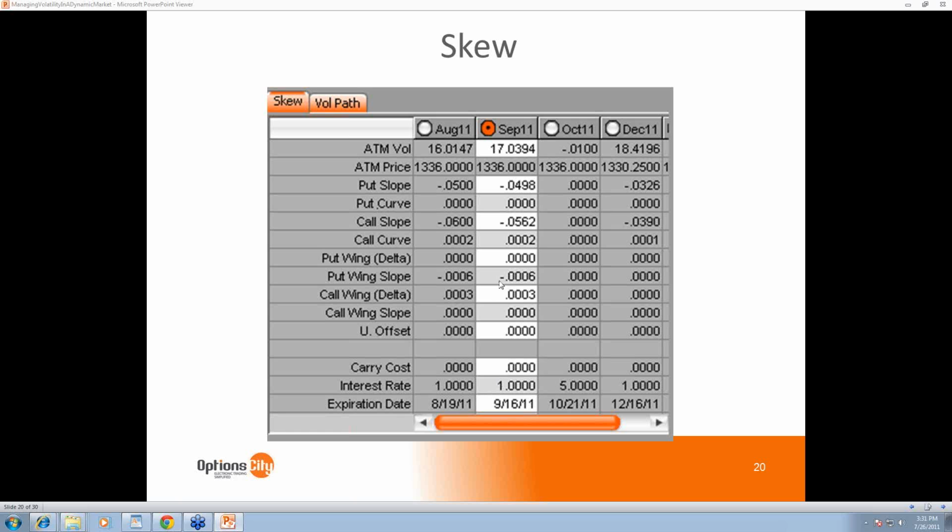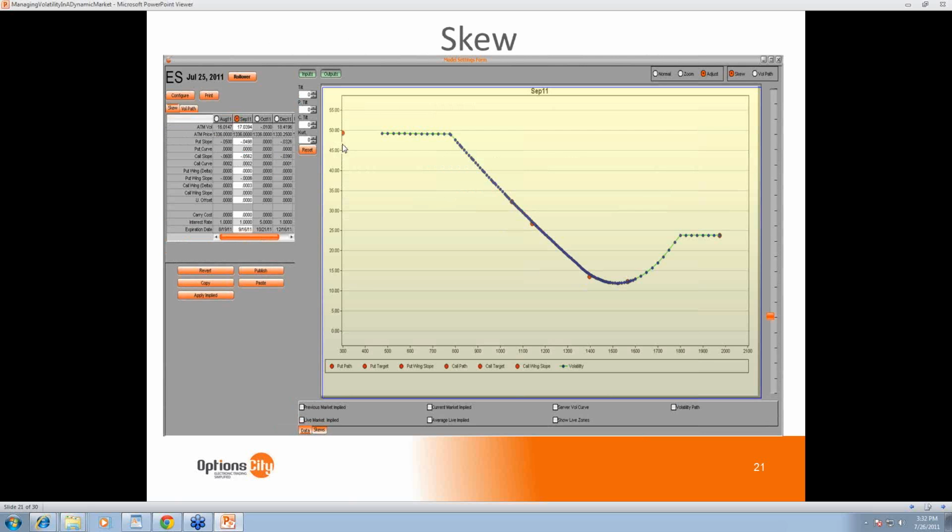Okay, and these are just your other inputs, your data inputs. Again, going back, this is showing it graphically. This is our at the money, these are our put curve and slope, and over here you see where our wings are, where when the E-minis get above 1800 or below 800, I don't want to show any false deltas on those far out-of-the-money options.